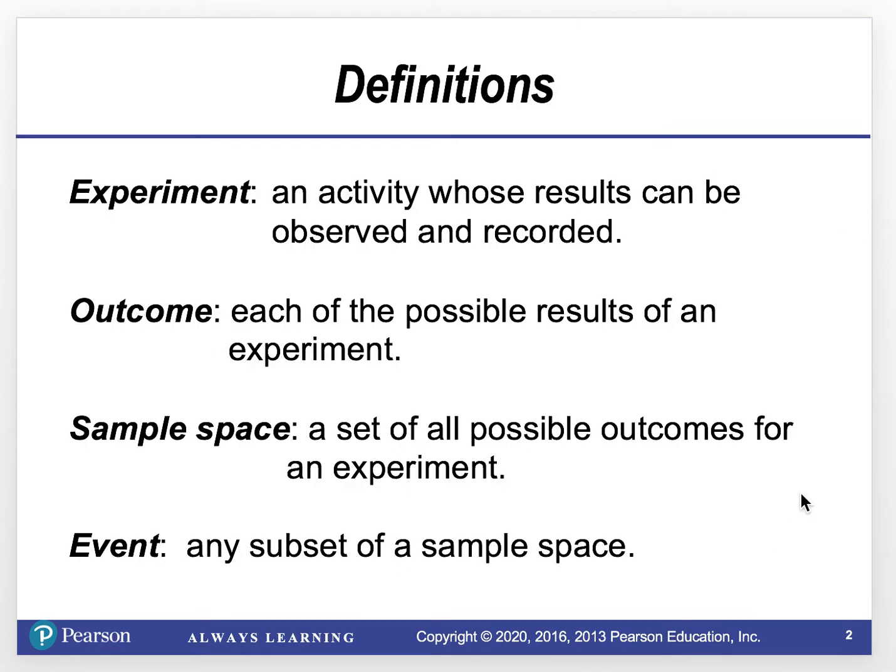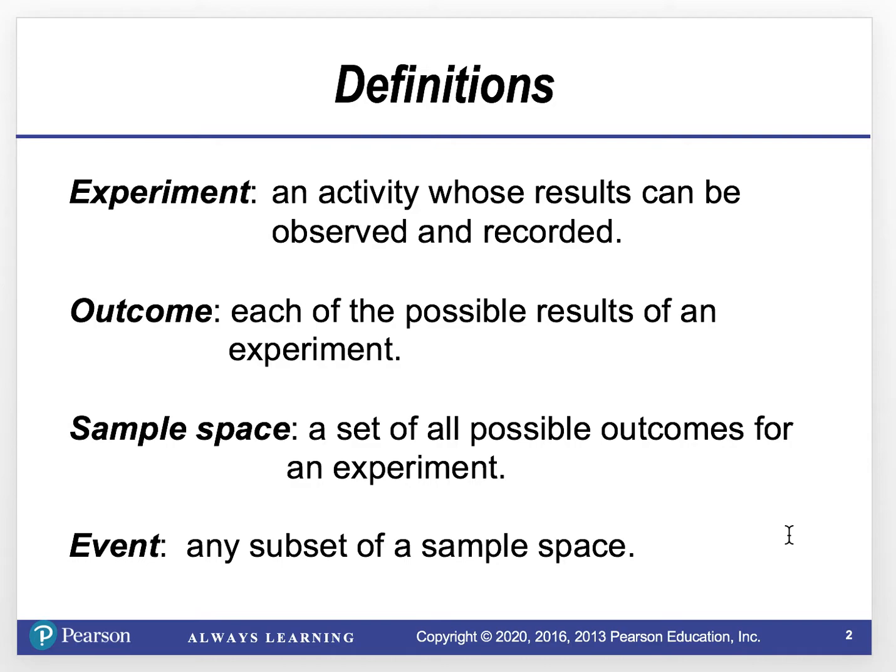Okay, so first we have some definitions. Experiment, an activity whose results can be observed and recorded. Outcome, each of the possible results of an experiment. Sample space, a set of all possible outcomes for an experiment. Event, any subset of a sample space.